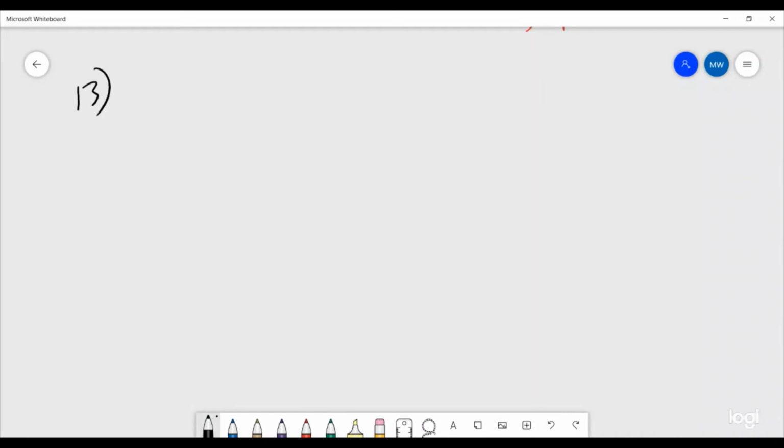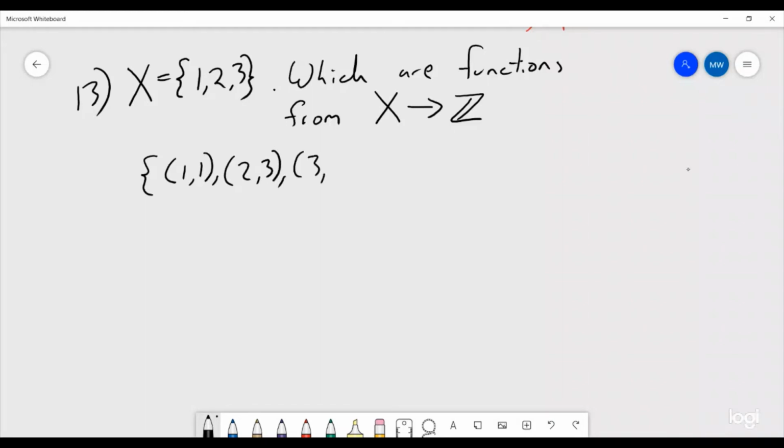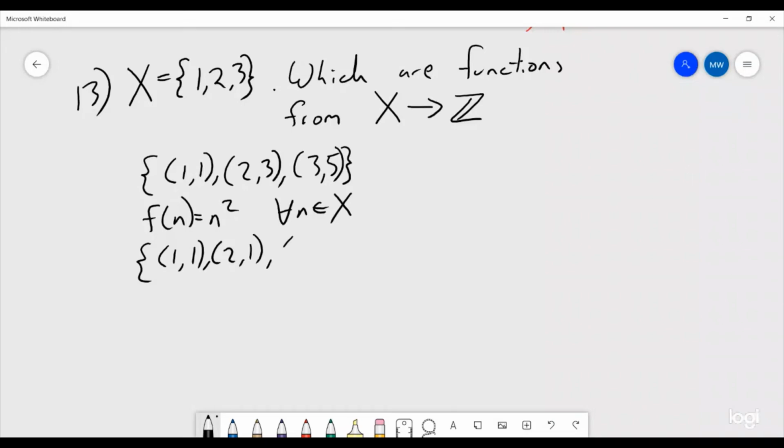Let's see. We got X is the set of 1, 2, and 3, which are functions from X to the real numbers. Oh, whoops, not X to the real numbers, X to the integers. We got (1,1), (2,3), (3,5). F of n equals n squared for all n in X. (1,1), (2,1), (3,1). And then (1,1), (1,2), (1,3). Which of these are functions?